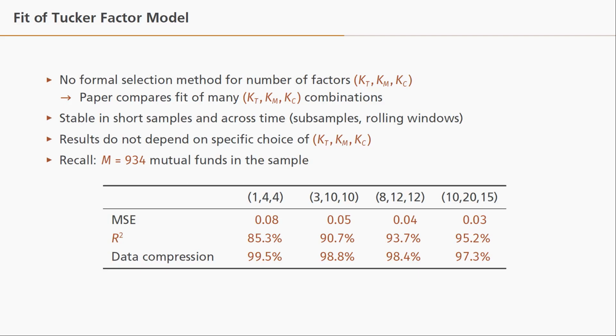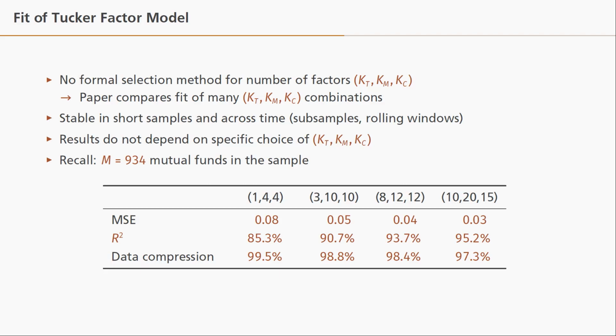So remember the dimensions of my data set are really asymmetric, right? I have 34 time periods and 24 characteristics, but I have almost 1,000 funds. So here I have three examples. The least parsimonious will have 10, 20, 15 factors. Then I have 8, 12, 12, 3, 10, 10, and 1, 4, 4. So this is the most parsimonious. Okay. So how do I compare models? This is the mean square error, and this is the implied R squared. If you essentially divide the mean square error by the variation in the data.